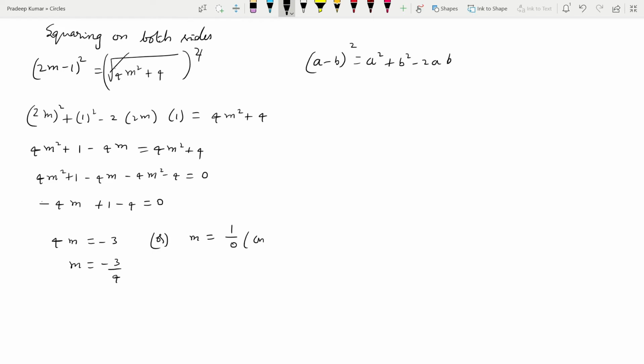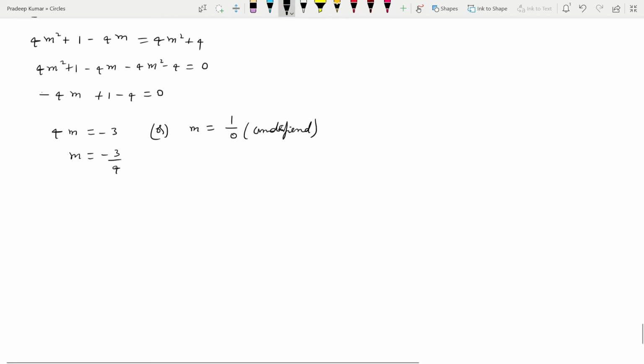Nothing but we can say this is undefined, of course. So now we can write this as the first m value we got, m equal to minus 3 by 4, and the second m we got 1 by 0. So we can assume the first m and the second m as case 1 and case 2, and we'll just substitute into the first equation which we got.